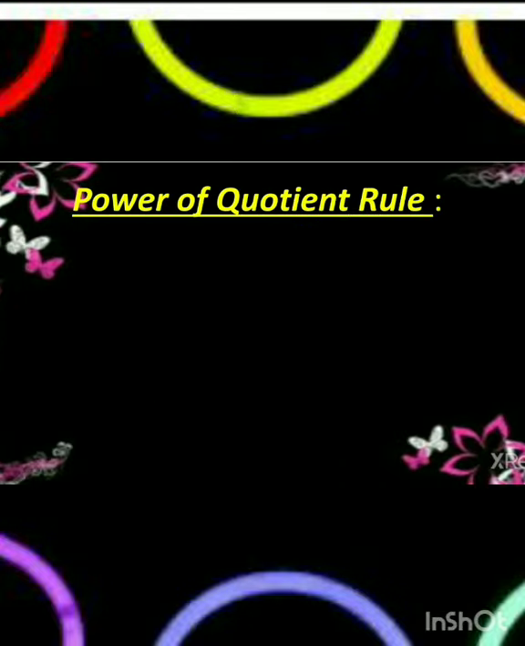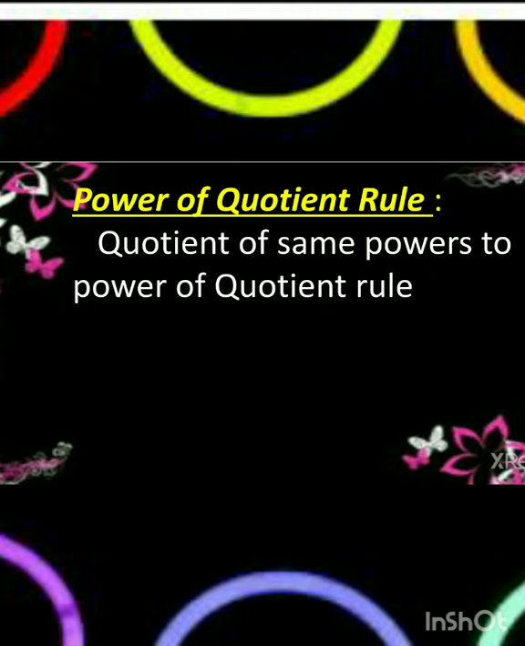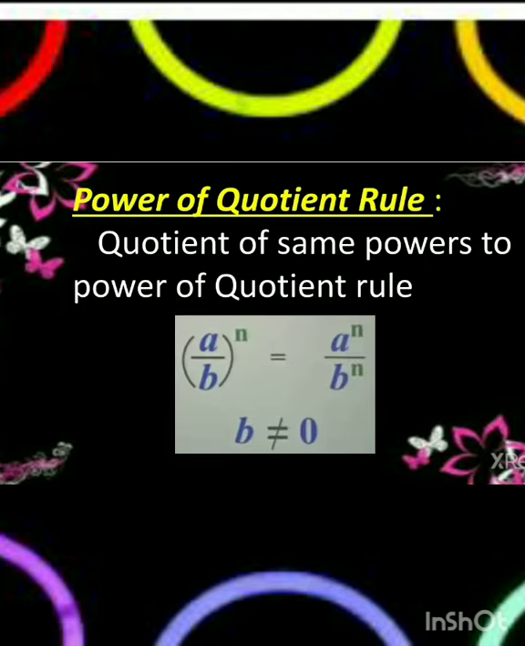Power of quotient rule. Quotient of same powers to power of quotient rule. A by b the whole power n equal to a power n by b power n. The denominator b should not be equal to 0. Power is equal but the bases are different. So a by b the whole power n equal to a power n by b power n, where b is not equal to 0.